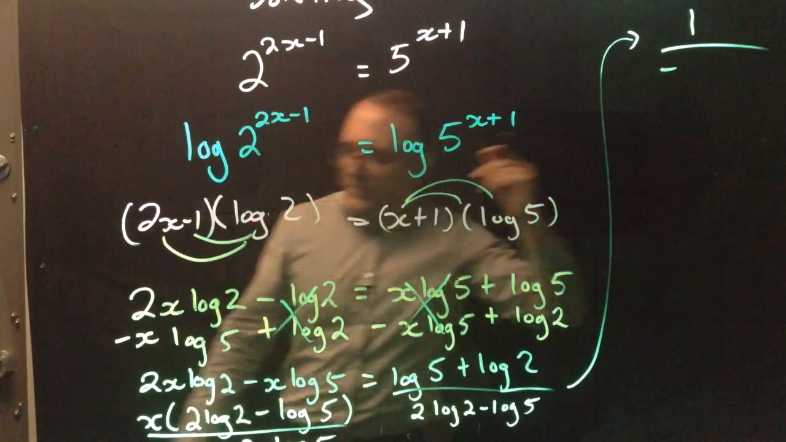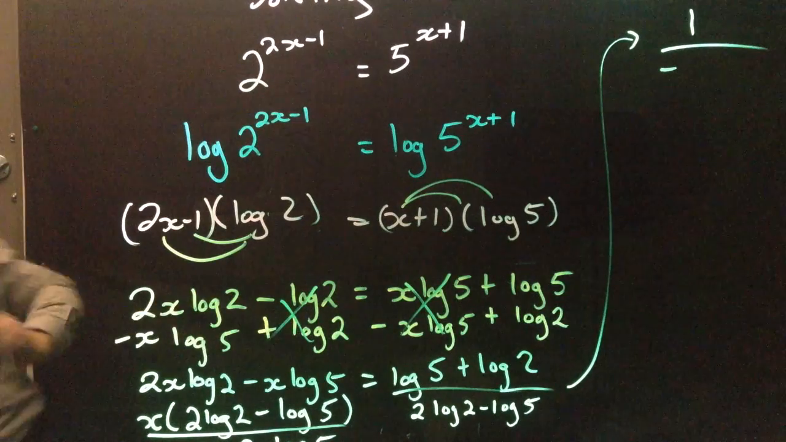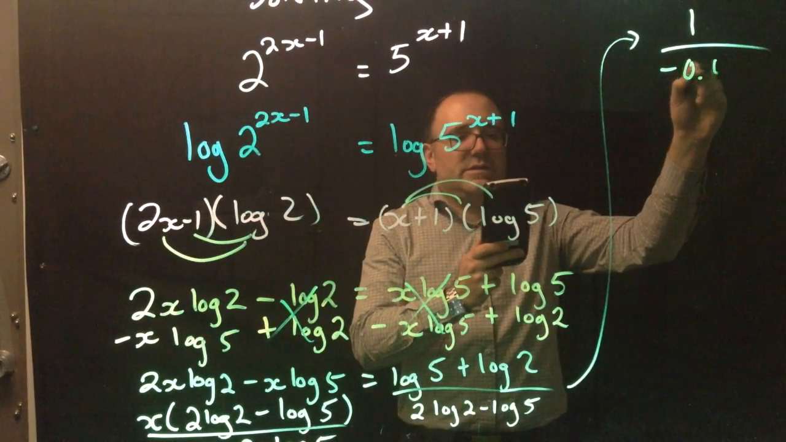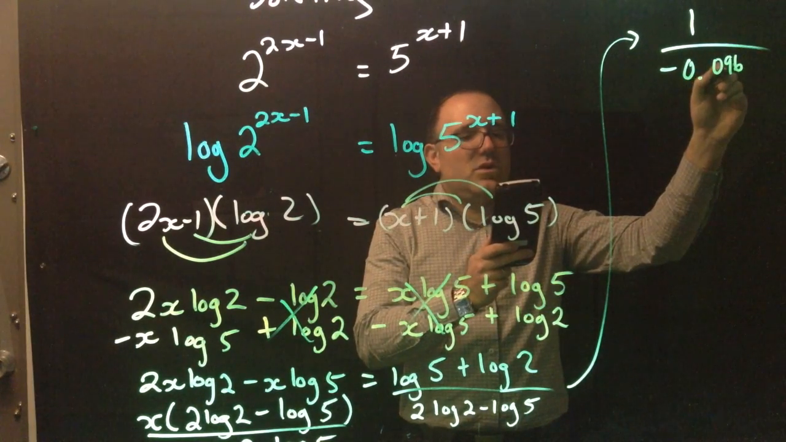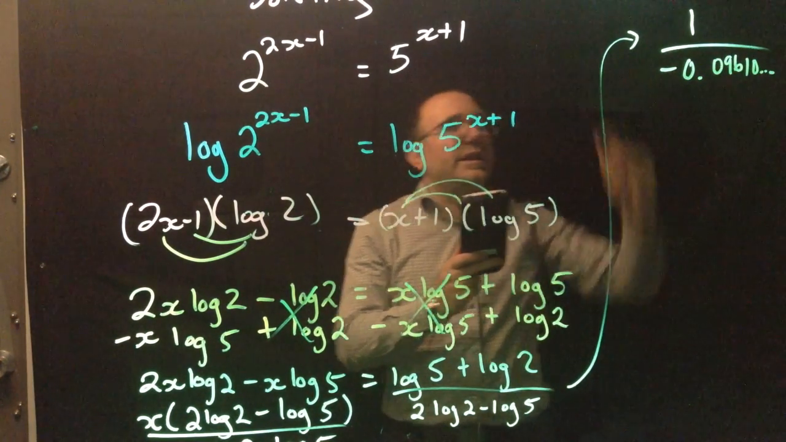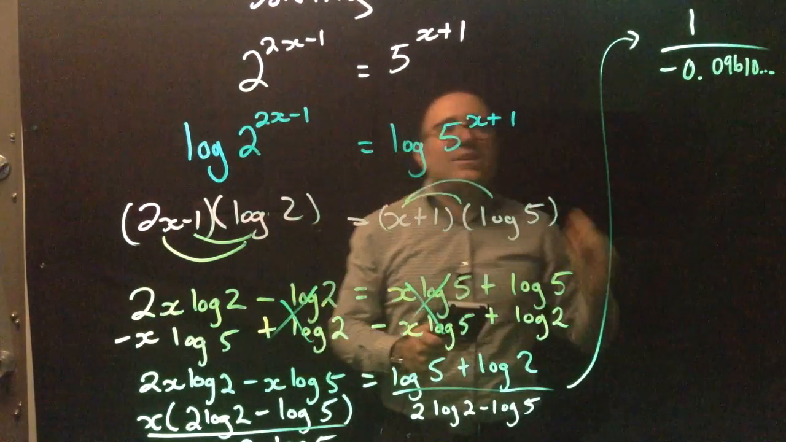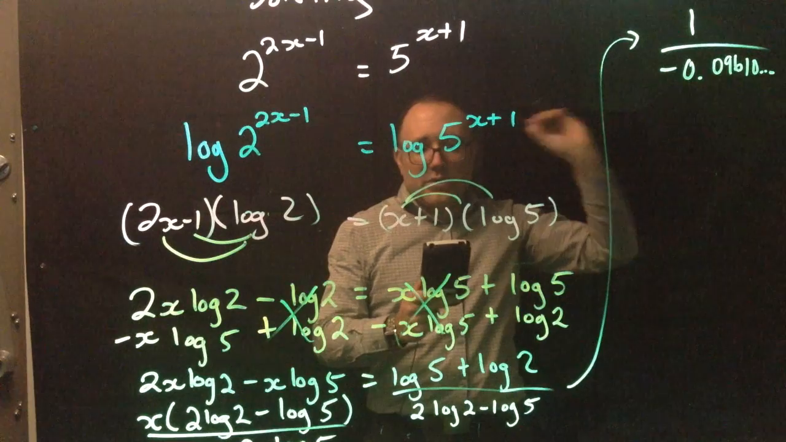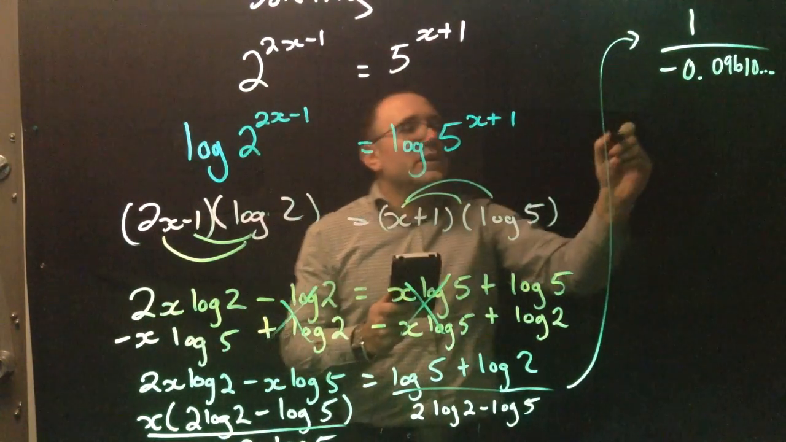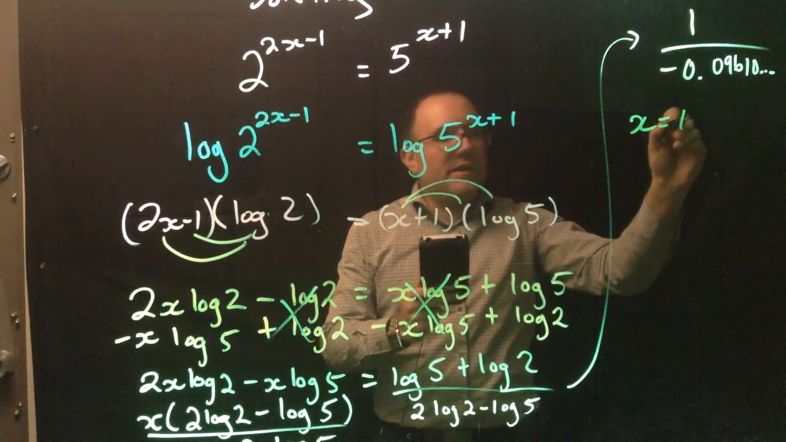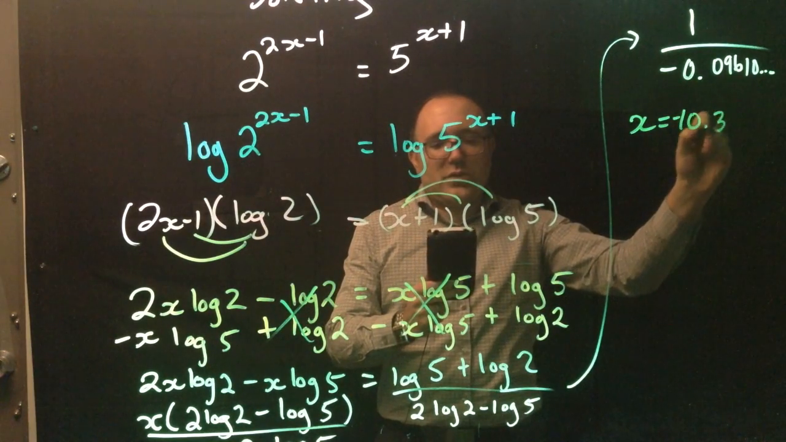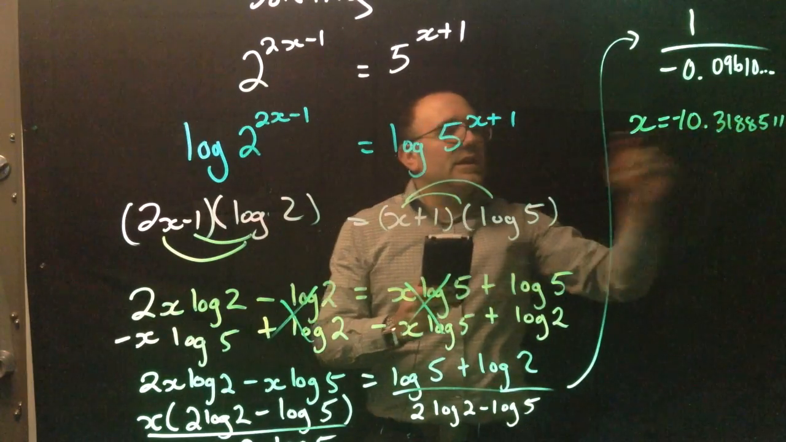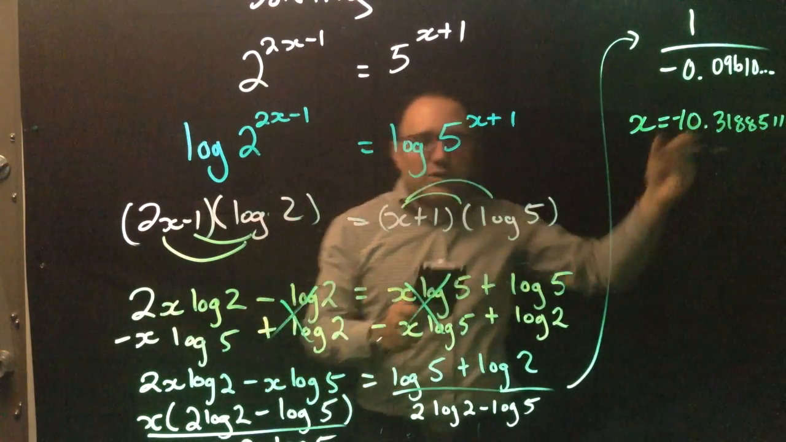Actually, let me just type it in. I did it earlier here: negative 0.09610... It keeps going. Make sure when you type this in your calculator, you keep all the values in. So now take 1 divided by the answer, or 1 divided by the whole factor in there. You're going to realize x equals negative 10.3188516. Of course, it keeps going, but we can't see it on the calculator.